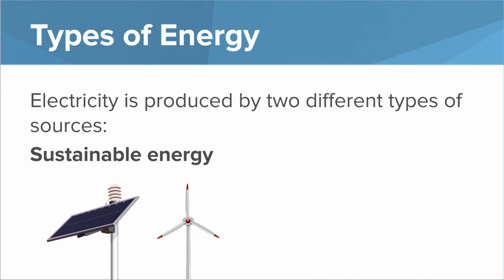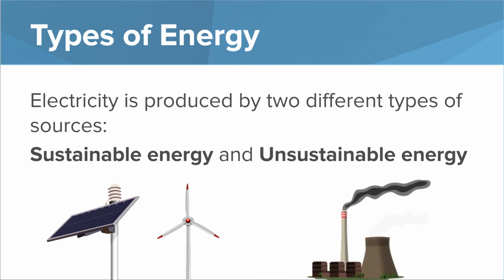This energy is best for the environment because it is widely available, it naturally replenishes itself, and it has a low impact on the environment. Energy sources that fall into this category include solar and wind energy. On the other hand, we have unsustainable energy.